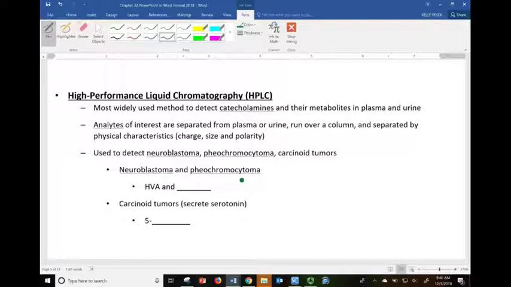HPLC can be used to detect neuroblastomas, pheochromocytomas, and carcinoid tumors. In neuroblastomas and pheochromocytomas, what we're looking for are homovanillic acid and vanillylmandelic acid. And in carcinoid tumors that secrete serotonin, and this can be in the small intestine, appendix, or rectum, we want to test for 5-HIAA, which is a metabolite of serotonin.